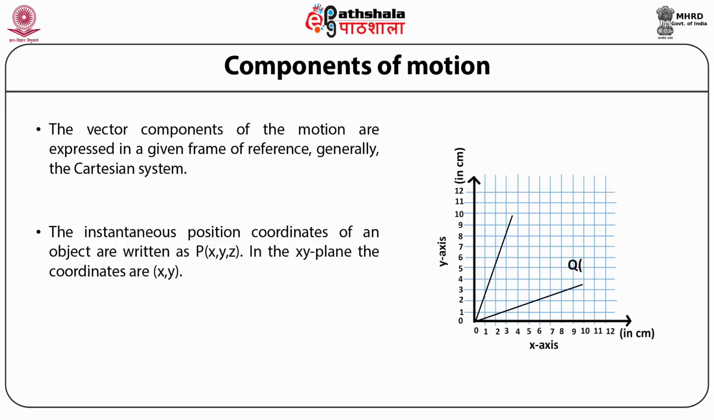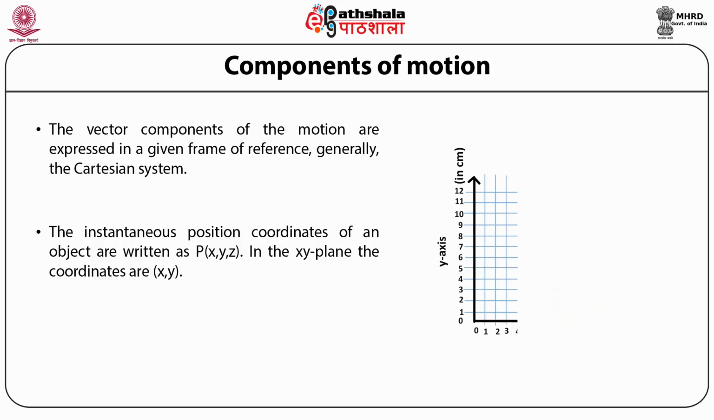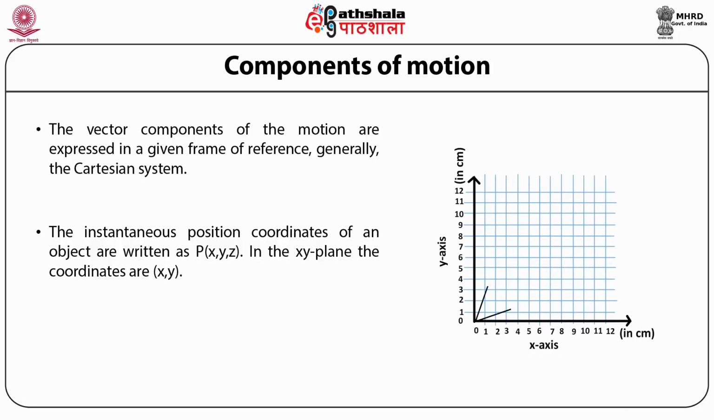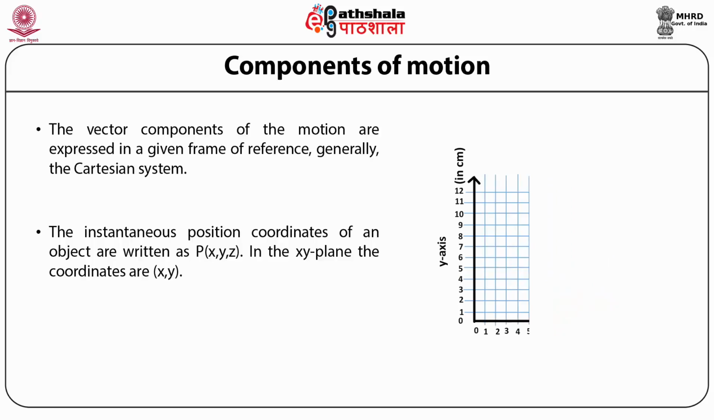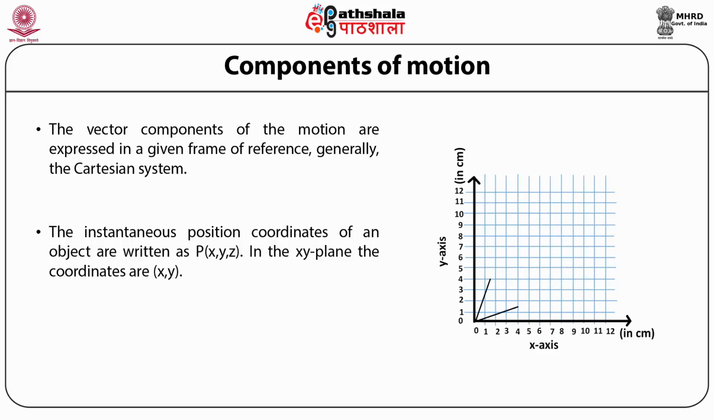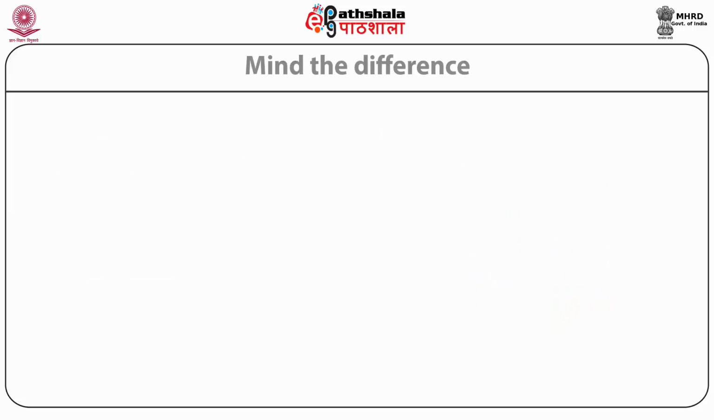So the position vectors from the origin are shown by the arrows. The coordinates of first position P are simply x1, y1, and similarly the position coordinates for the second place, which is represented by point Q, are simply x2, y2. So the basic idea here is to have a reference frame so that you can describe the positions of a moving body.